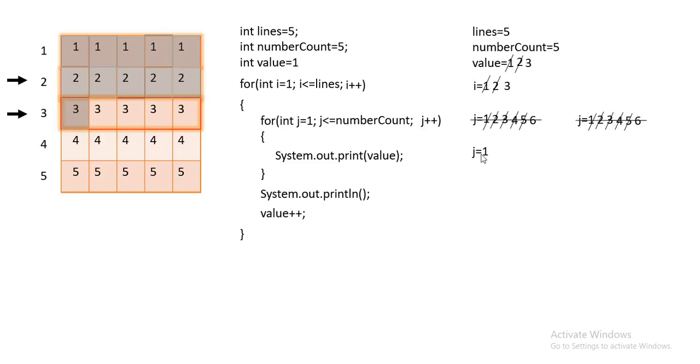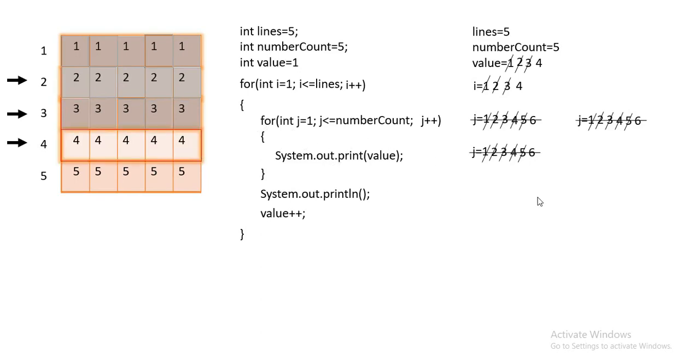Then go back to j++, j becomes 2. 2 less than or equal to 5, so again print 3. Similarly, these 3s are also printed until j becomes 6, and end this for loop. Then come out of this loop and print a new line. Then reinitialize the value. Value becomes 4. Go back to i++, i becomes 4. 4 less than or equal to 5, so it comes to this for loop, j equal to 1.